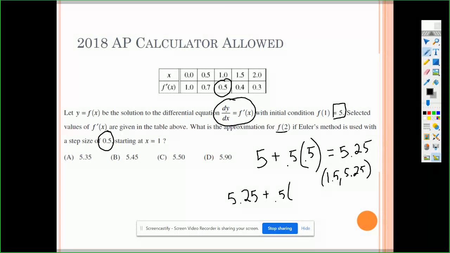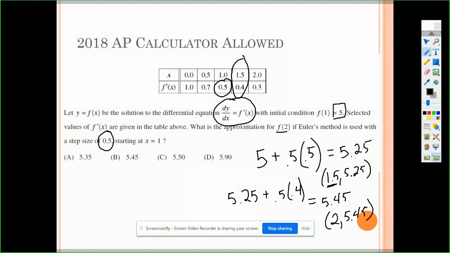Now I want to know what happens when x is 1.5. What's my slope? So now I'm looking in this column. My slope is 0.4. So on my calculator, I'm going to take 5.25 plus 0.5 times 0.4, and I get 5.45. And at this point, I'm done because the goal was to figure out what I get at 2, and I'm at 2. I'm at 5.45.